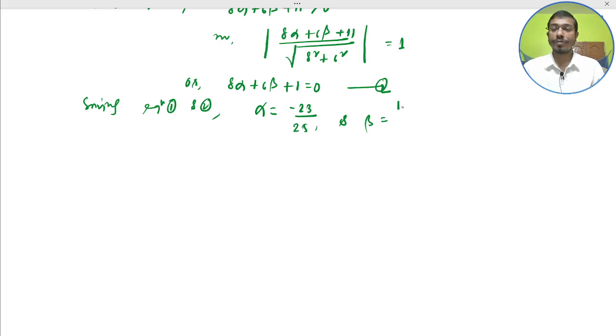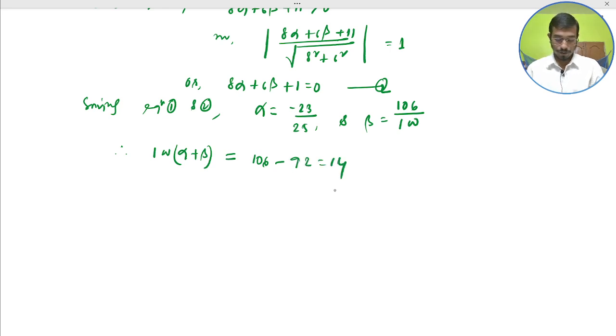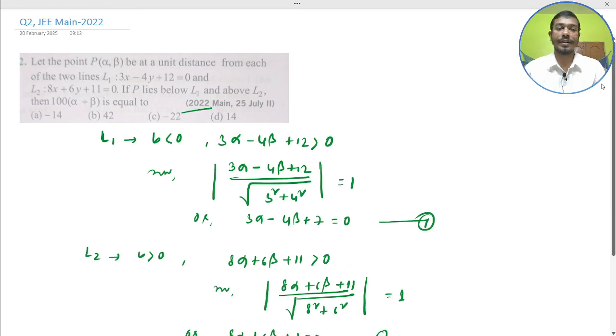We would get the value of alpha as minus 23 divided by 25, and beta equal to 106 divided by 100. So therefore, you have to find this value 100 into alpha plus beta. That is equal to 106 minus 92. This is 14. 14 would be the correct answer. That means option D is correct.